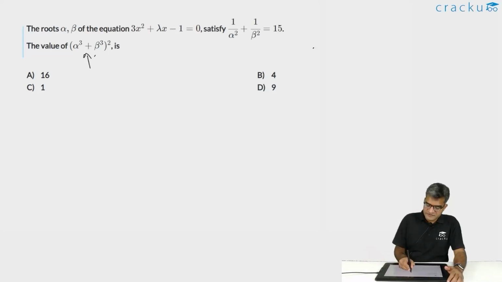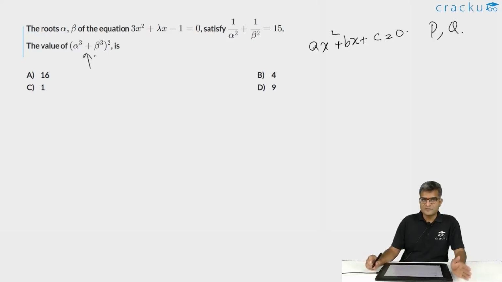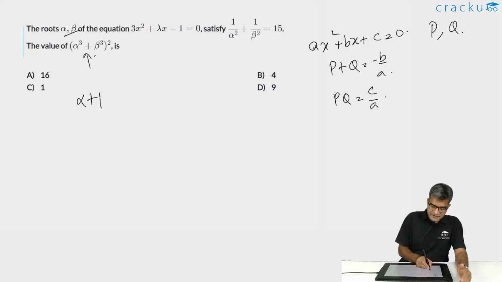In any quadratic equation of the form ax square plus bx plus c is equal to 0, if this has two roots, and if you assume that the roots are p and q, the sum of the roots, that is p plus q, is equal to minus b by a. And the product of the roots, that is p into q, is equal to c by a. In this particular case, the roots are alpha and beta. And so alpha plus beta is equal to minus lambda divided by 3 from this particular equation. And alpha into beta, that is alpha beta, is equal to minus 1 by 3.